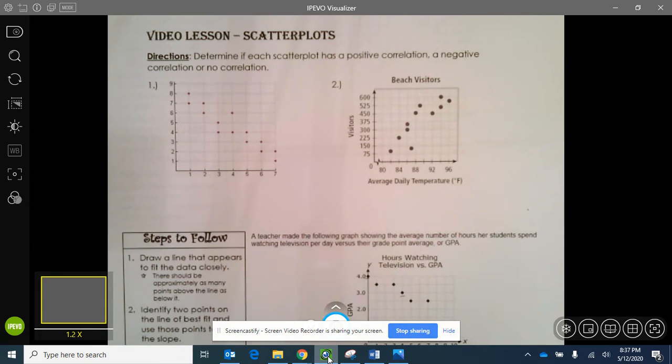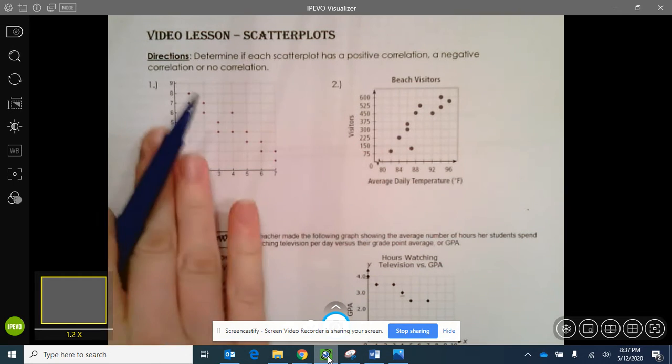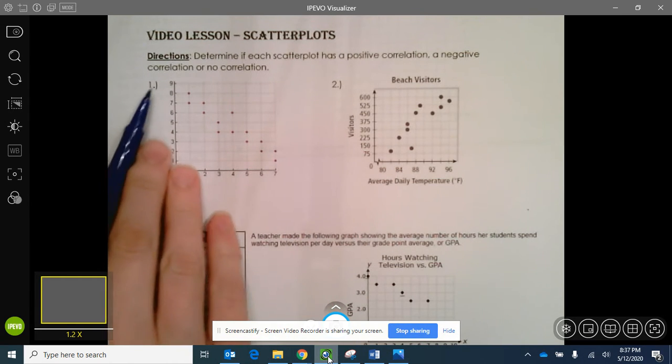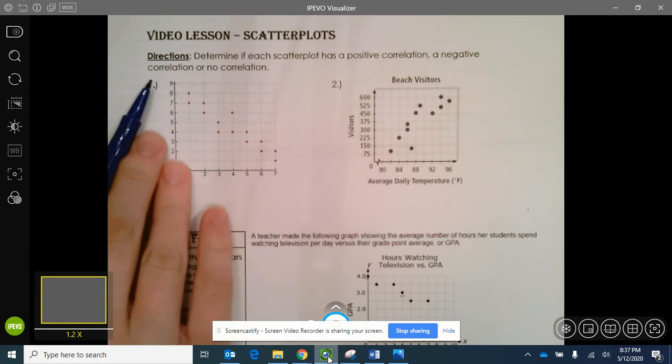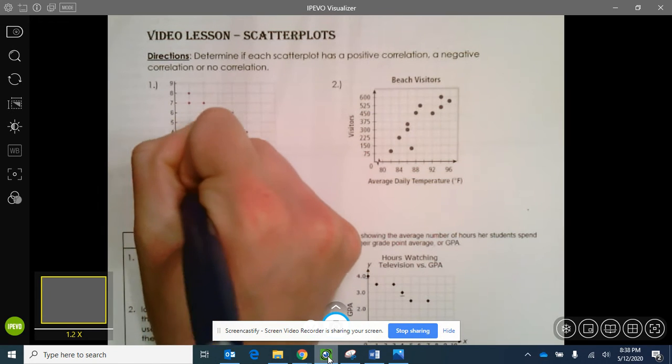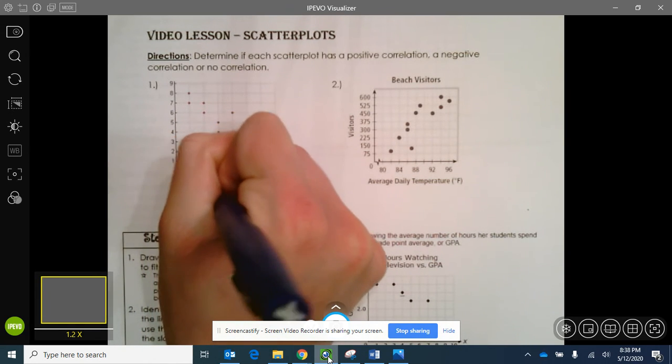So let's take a look at these first couple examples. It says determine if each scatter plot has a positive correlation, a negative correlation, or no correlation. So we're looking for a pattern, a trend in the data. So for this first graph, as my x values increase, my y values are decreasing. So my y values are going down when I look at the graph from left to right. So this would be a negative correlation.